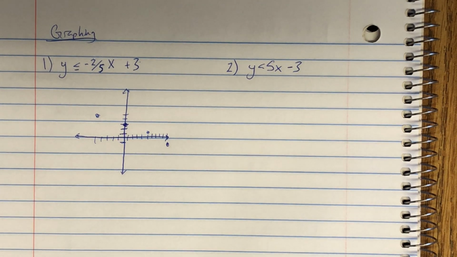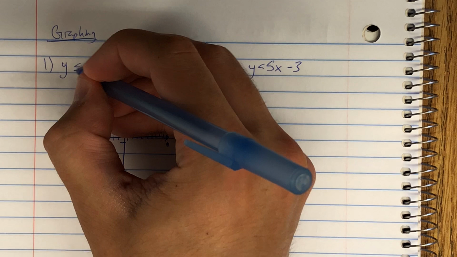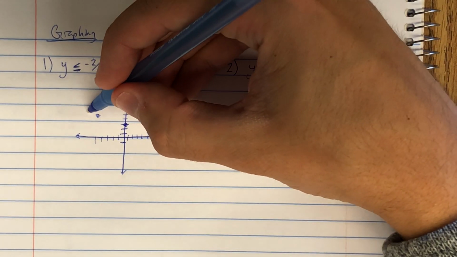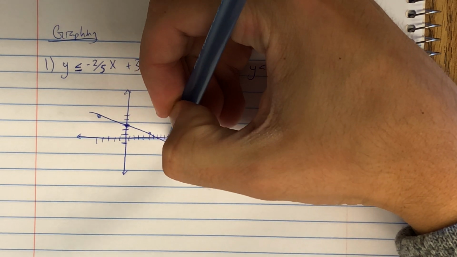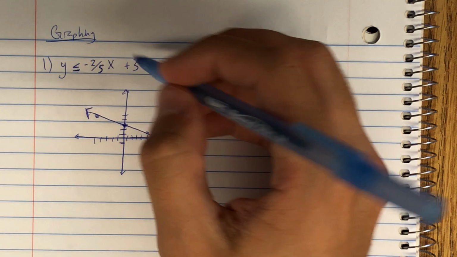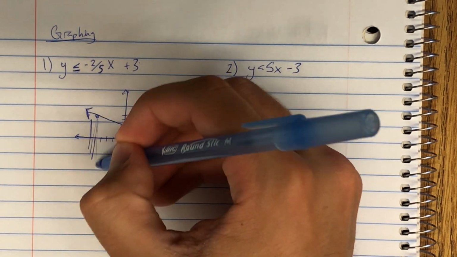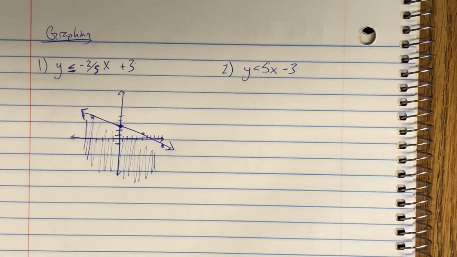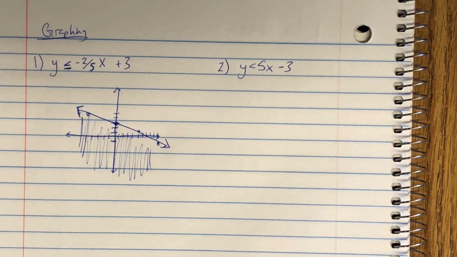Okay, I feel pretty good about that. Now we look at the inequality. So it is less than or equal to, so that means we should have a solid line. And since it is less than, we shade below. So just do some light shading. And there we have it. That's our linear inequality.